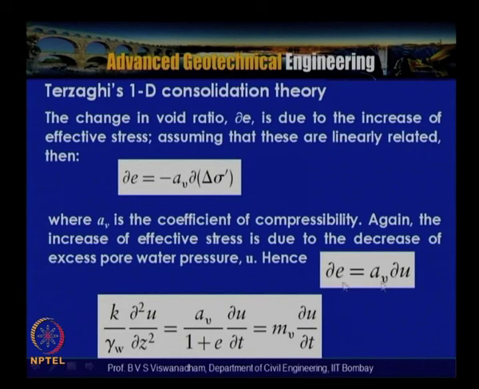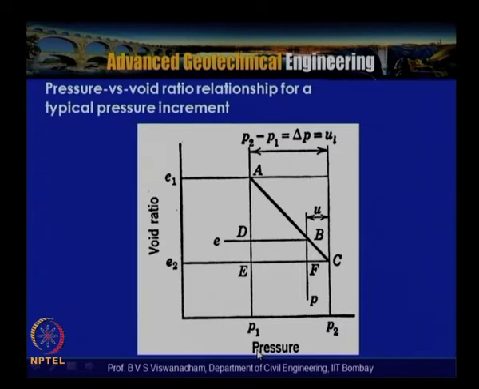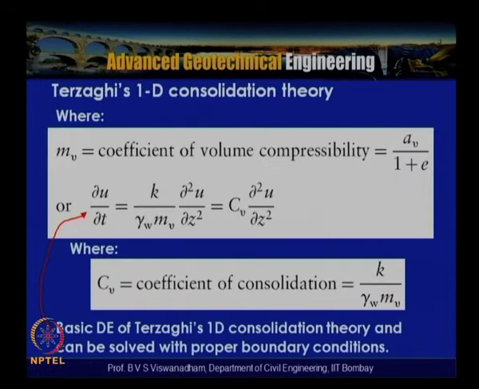So because of that, what we have written is that ∂u is equal to av ∂σ', and by writing ∂u/∂t is equal to av into ∂u/∂t. So that is how we have got k/γw into ∂²u/∂z² is equal to av/(1+e) into ∂u/∂t. Now, further continuing, we can say that ∂u/∂t is equal to k/(γw mv) ∂²u/∂z².